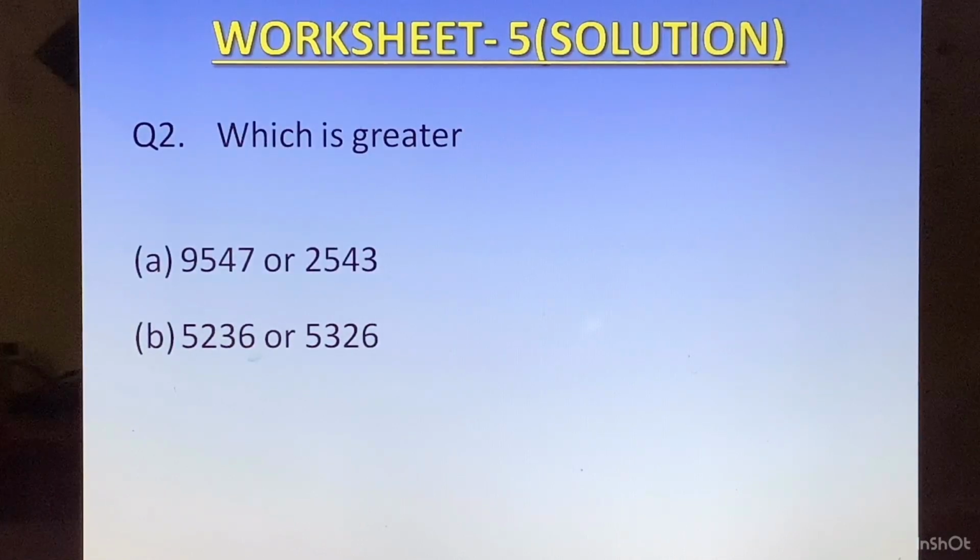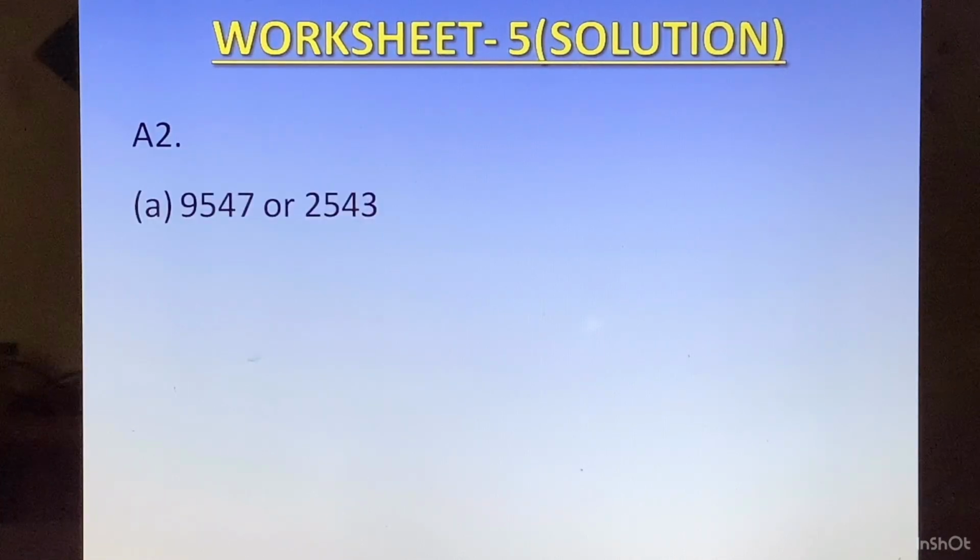Question 2. Which is greater? A. 9547 or 2543. Here again we'll compare the first digits. 9 is greater than 2. So 9547 is greater.